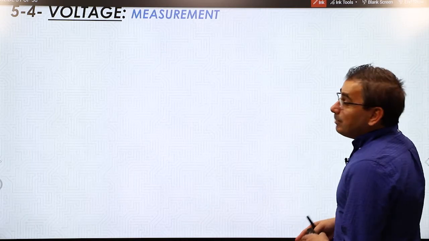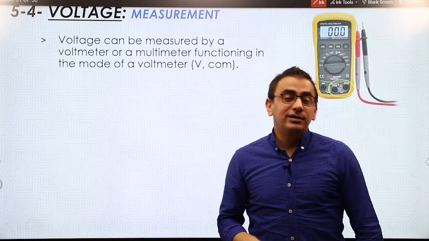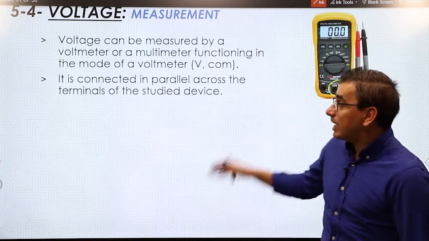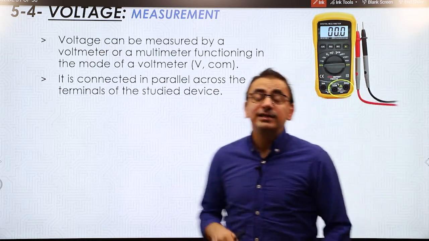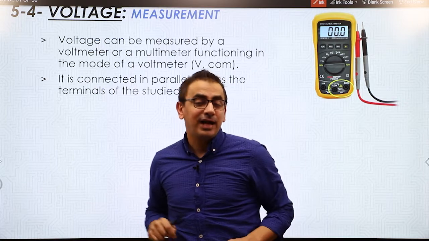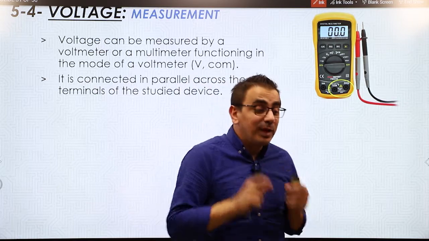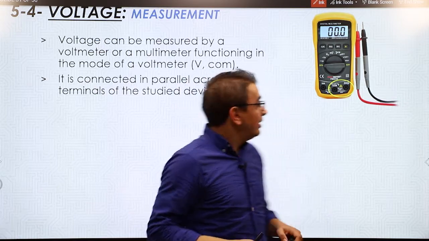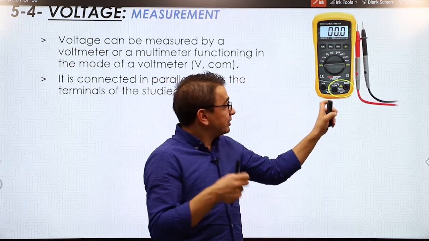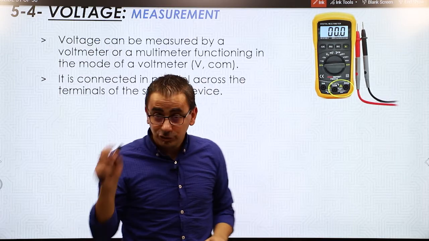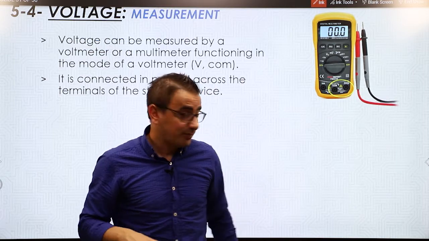Now, measurement of voltage. Again, we need a device to measure the voltage. This time the device is called a voltmeter. The voltmeter is connected in parallel, not like the ammeter. It's connected in parallel across the device. Again, if you are using a multimeter, you use the outputs COM and V, not A. I told you that a multimeter has 3 outputs.